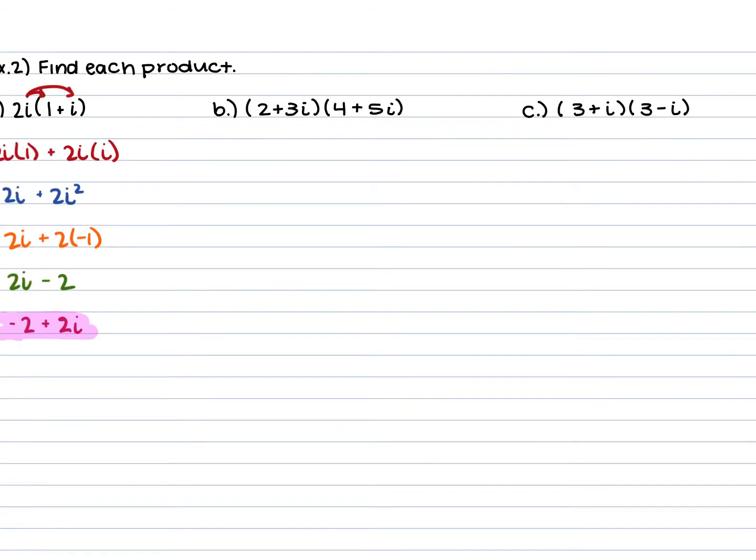For example b, we have (2 plus 3i) times (4 plus 5i). For this one, we are just going to FOIL. So 2 distributes into the second set of parentheses, and then that 3i distributes into the second set of parentheses.